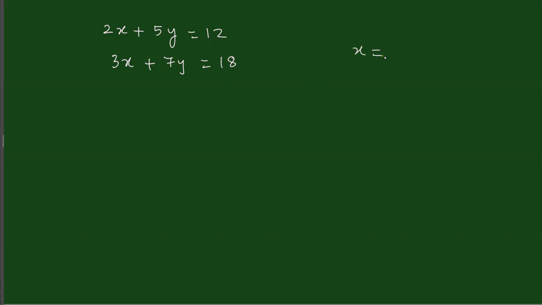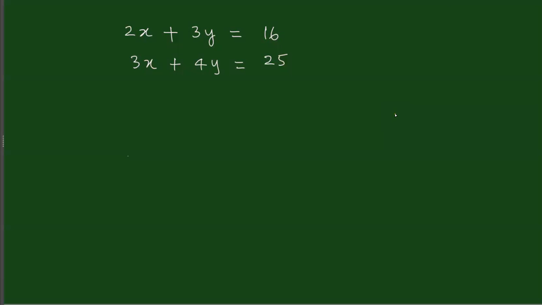So what did you eliminate first? Sir, x. Okay, x equals 6 and y equals 0. So let's say the first equation you multiplied with 3 and the second equation with 2. So what answer are you getting, Tamohar? Y equals minus 2 and x equals 11.